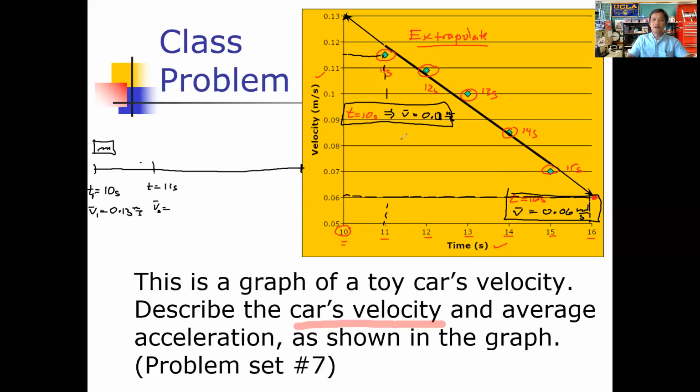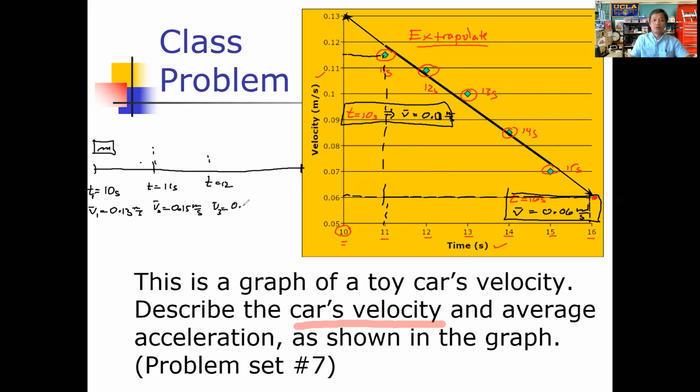Let's draw the lines up here. The velocity is roughly 0.15 meters per second. Then we go to the next second. Now t equals 12 seconds, which represents the third velocity. At t equals 12 seconds, the velocity is what, 0.109. Let's just call it that.